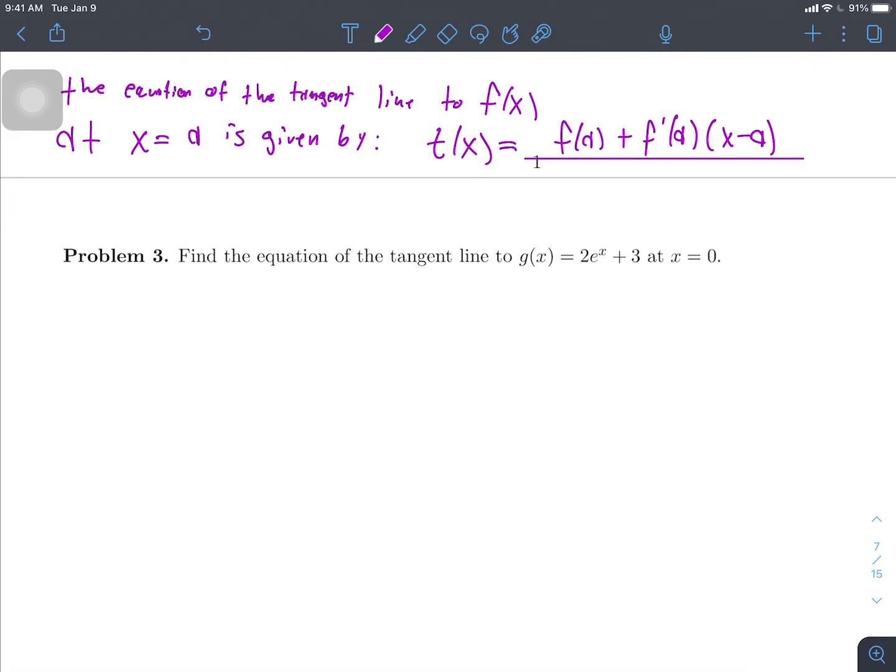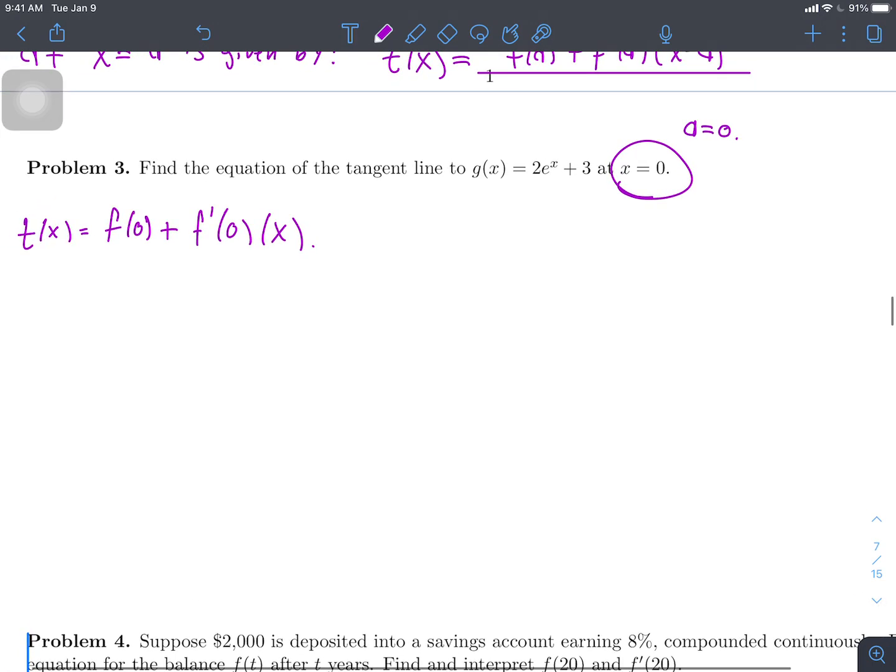All right, so in this particular problem, they want us to find the equation of the tangent line to g of x equals 2e to the x plus 3 at x equals 0. So what's a going to be? This tells us a is 0. Okay, a is 0. So I know that T of x is going to be equal to f of 0 plus f prime of 0 times x minus 0, which is just x.